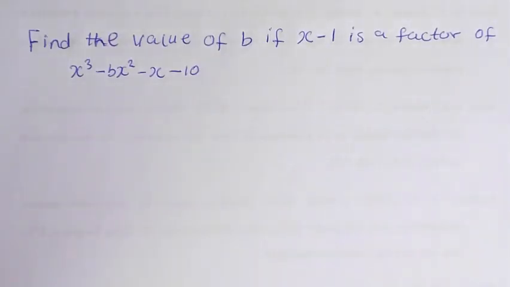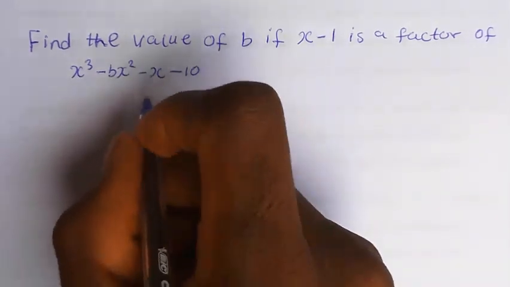Find the value of b if x minus 1 is a factor of x³ minus bx² minus x minus 10. Here is the solution.